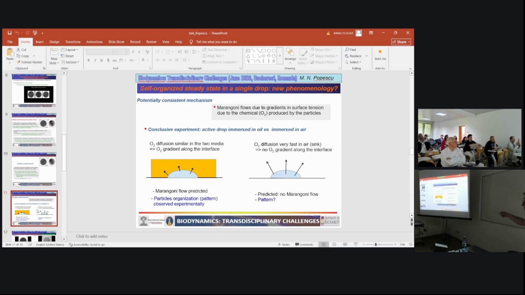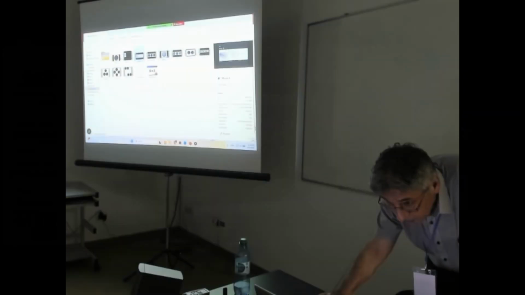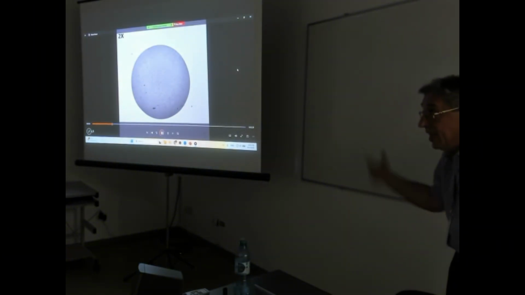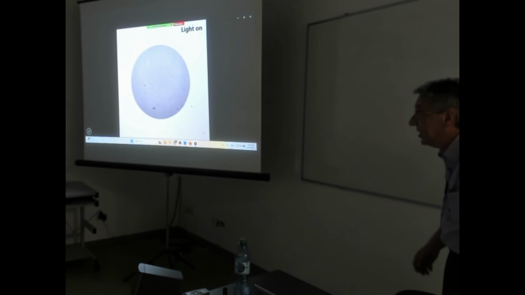To figure out that this is the true reason, there is a simple experiment that one can do, fortunately in this case, by replacing the oil with air. So you still have an interface. The difference is that the oxygen now goes very easily in the air. So there are no longer inhomogeneities and stresses. And if it's so, then you should see nothing forming. And this was actually the case. This was the same drop, but now put in air. Okay, so we waited and waited and waited, and actually nothing has formed.